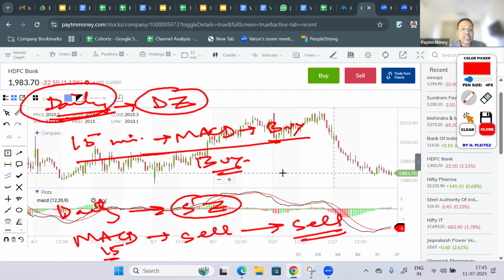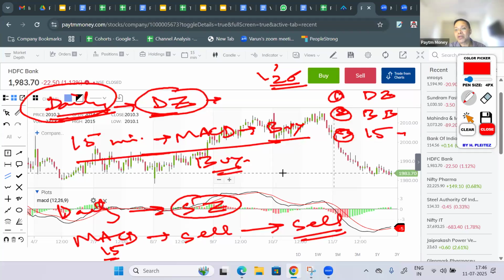Now, when the prices come to the daily demand zone, and price is also below the 2 standard deviation Bollinger Band, how many probabilities are there in your favor? Number 1, already in the demand zone. Number 2, Bollinger Band. Number 3, the 15-minute chart MACD giving you a buy signal. This is how we generate a high probability trade. Is the point clear to you guys?